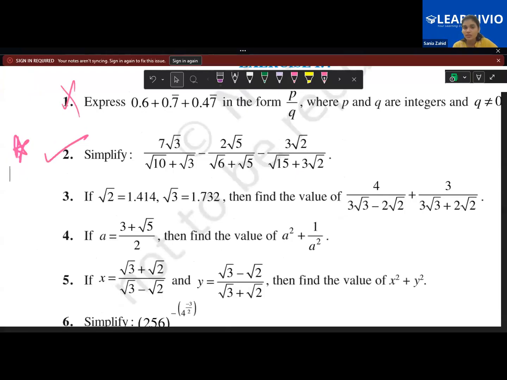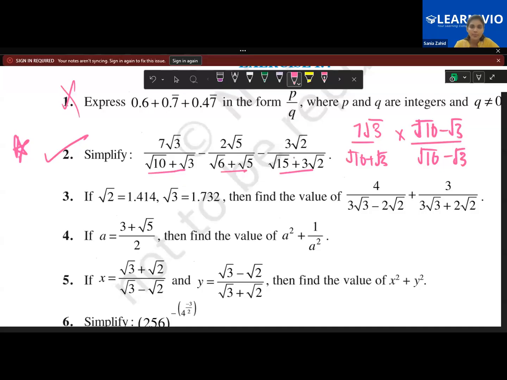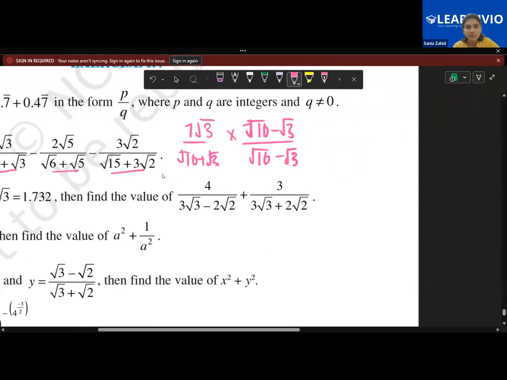So what you will do here is, you have irrational denominators, right? So one by one, make the denominators rational. First of all, you take 7 root 3 by root 10 plus root 3. Make the denominator rational. How will I do it? Multiply with root 10 minus root 3 divided by root 10 minus root 3. Okay. So what does it become?